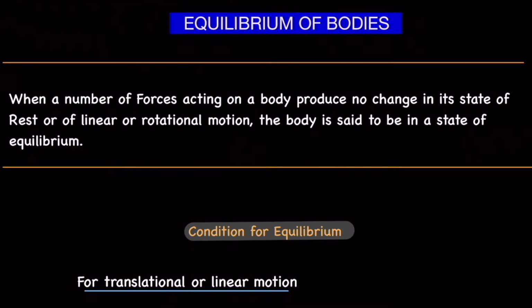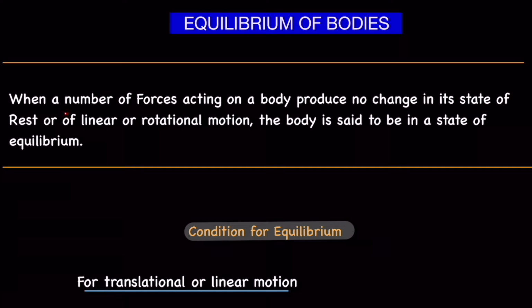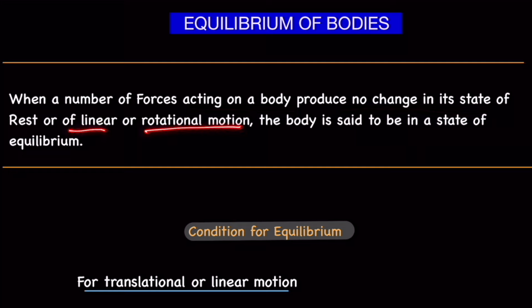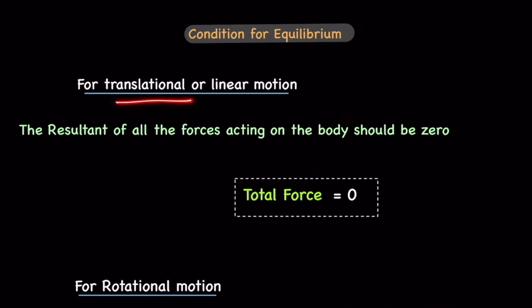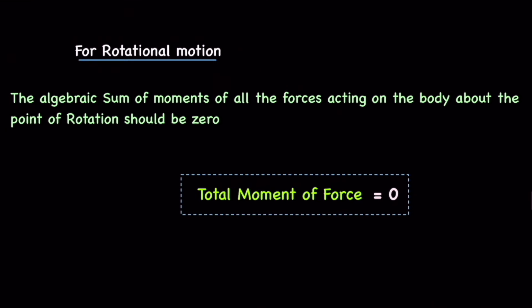So for translational, net force should be 0 and for rotational, net moment of force should be 0. So we can define the equilibrium of a body: when a number of forces acting on a body produce no change in the state of rest or of linear or rotational motion, then the body is said to be in a state of equilibrium. So for translational or linear motion, the condition is total force should be 0, or the resultant of all the forces should be 0. And for rotational motion, the algebraic sum of moments of all the forces acting on the body about the point of rotation should be 0. It means that total moment of force should be 0. Then it is a rotational equilibrium.